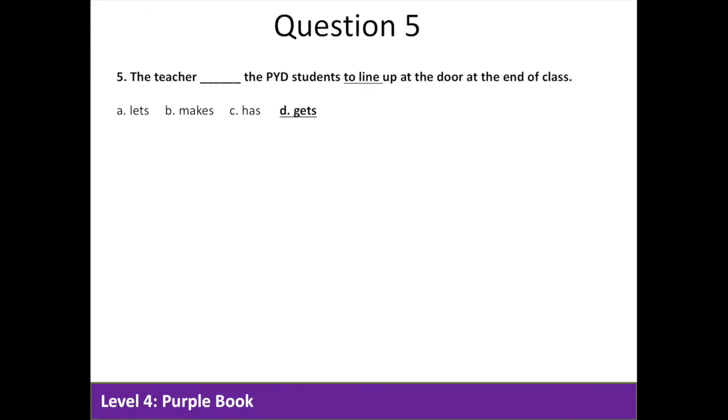Question 5. The teacher blanked the students to line up at the door at the end of class. If we look at this statement, we have an infinitive, and we know that we can use get with an infinitive. We have a third person singular subject, the teacher, so we'll need an S on our verb, and D is the correct answer.